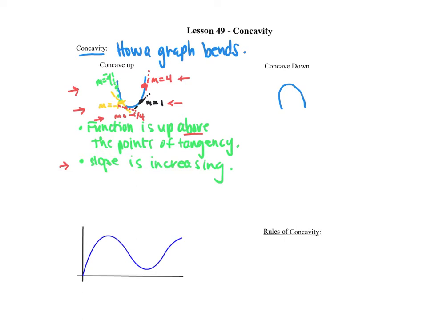Something that is concave down is just completely the opposite. The function now is going to be down below the points of tangency. Down, because it's concave down, below points of tangency. And you guessed it, the slope is going to be decreasing.